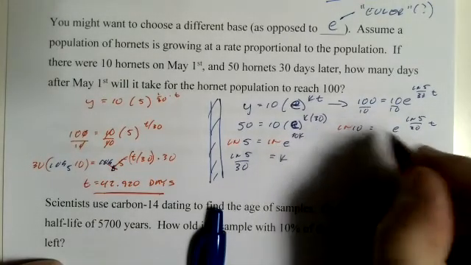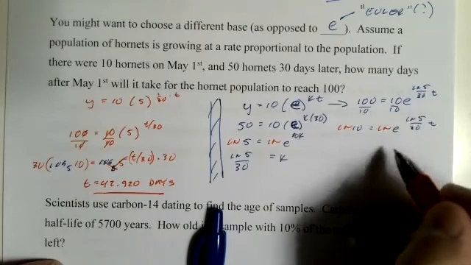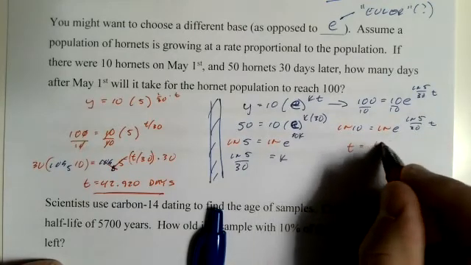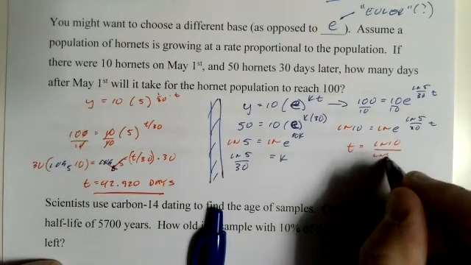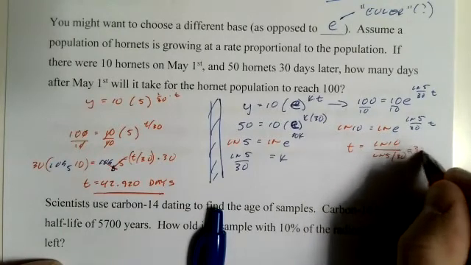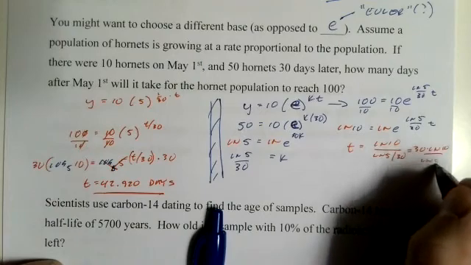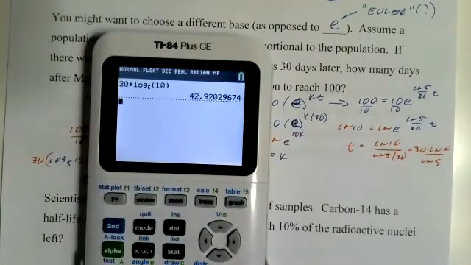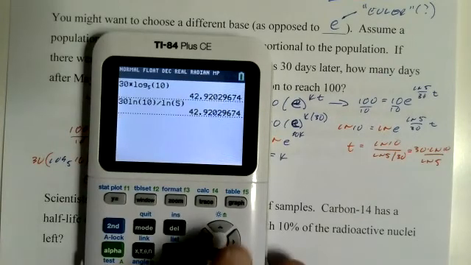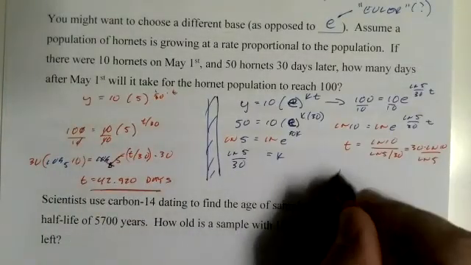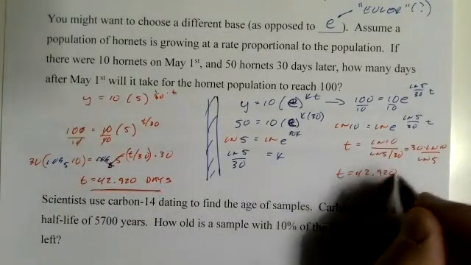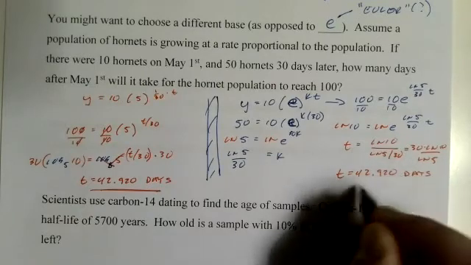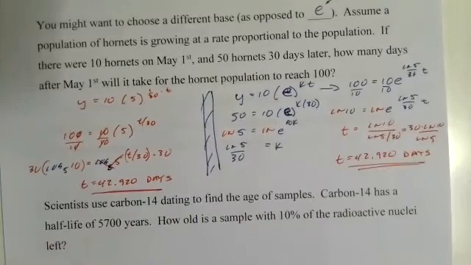And we natural log, gone, divide by that. So t equals natural log of 10 over natural log of 5 over 30, which is 30 times natural log of 10 over natural log of 5. 30 natural log of 10 divided by natural log of 5. 42.920. I always use E. I never use a different base. But that's kind of a slick little way to show that you could.